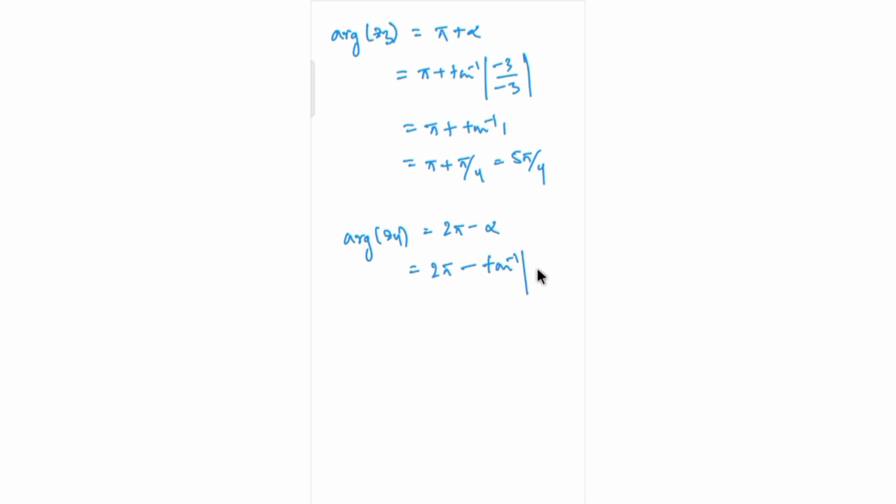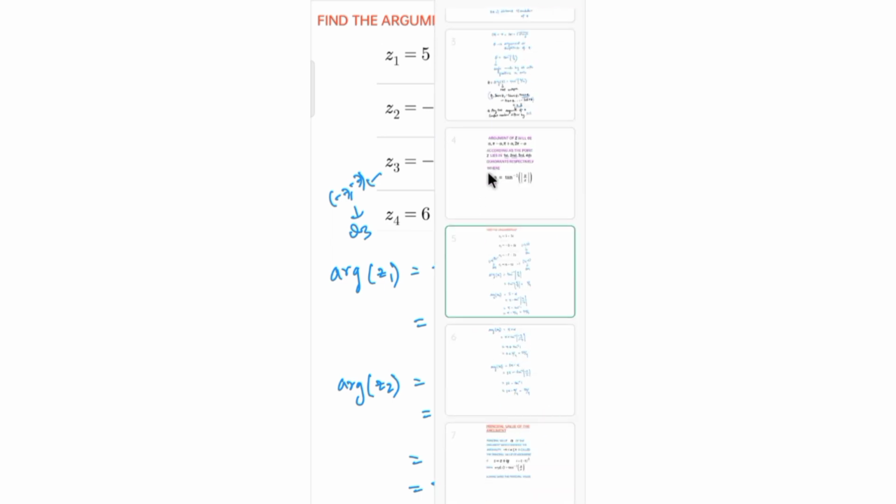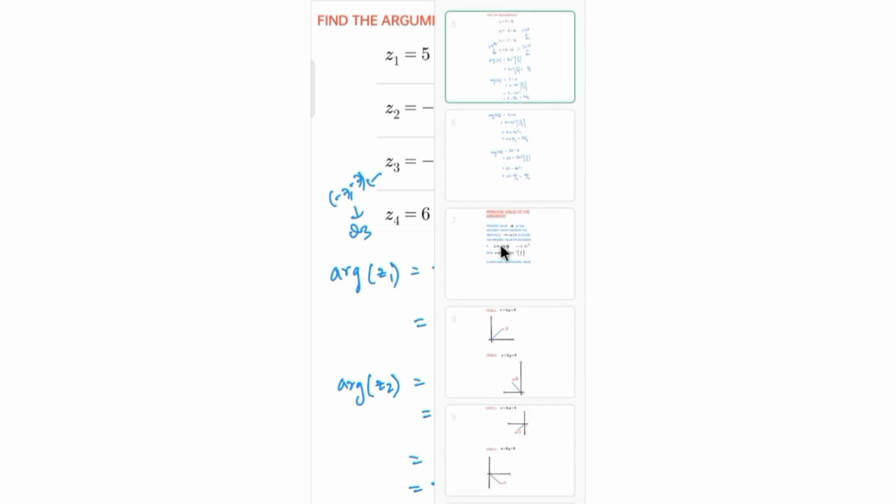What is alpha? Tan inverse of mod of y by x. Mod of y by x is minus 2 by 2, so it's 2 pi minus tan inverse of mod of minus 1, again it's 1, so tan inverse of 1, so we get 2 pi minus pi by 4, which is equal to 7 pi by 4. So this is how we calculate the argument of the various complex numbers. It depends upon which quadrant it is: first, second, third or fourth quadrant. This is the main idea of the argument, how to find it.